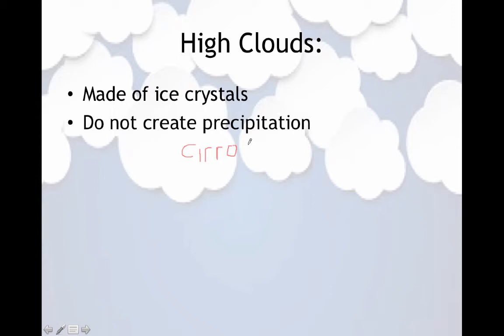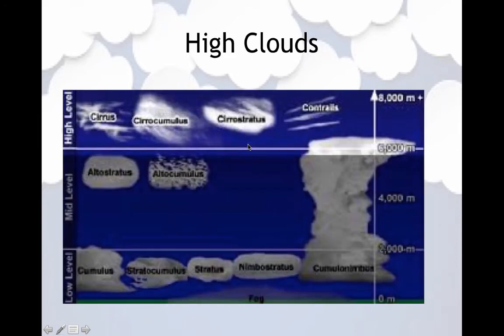These clouds are made of ice crystals, and they usually don't create precipitation. This is because there's low temperatures and a tiny amount of water vapor present at high altitudes, so they don't have the ability to produce precipitation. Sometimes, though, if cirrus clouds are followed by cirrocumulus or cirrostratus clouds in increased sky coverage, they may warn of approaching stormy weather. So while they do not create precipitation, they may warn of precipitation coming.